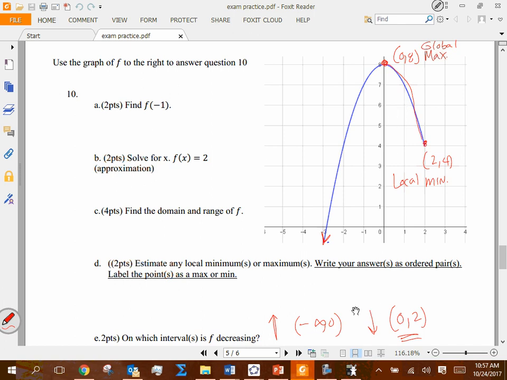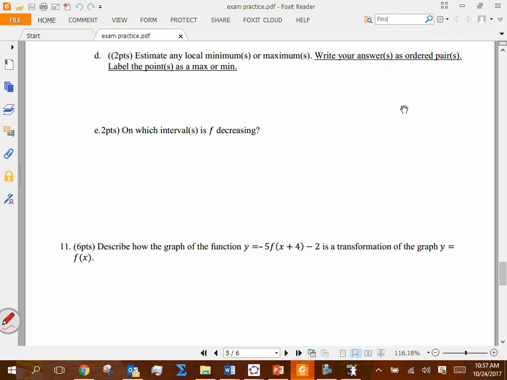On a test, I don't care if you put brackets, square brackets, or parentheses. The logic is we should probably use parentheses, though, because at that point, at 0, 8, we're in the transition from increasing to decreasing, so we're not doing either of those things. But if you put brackets, I won't count that wrong.